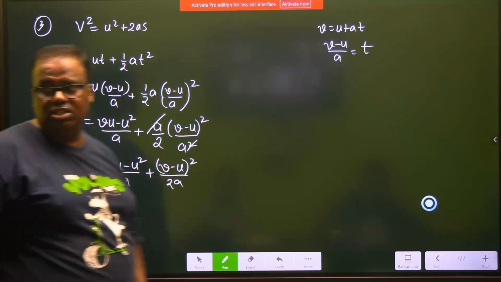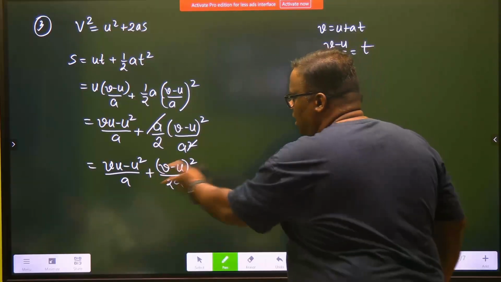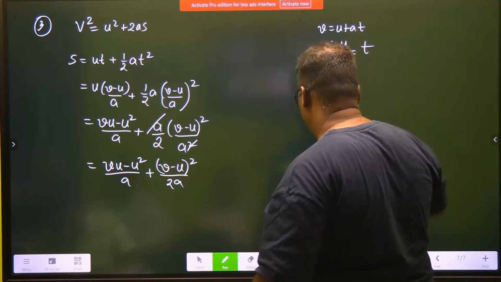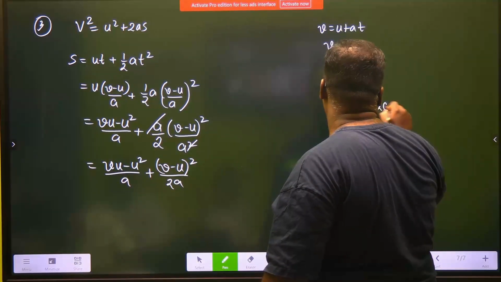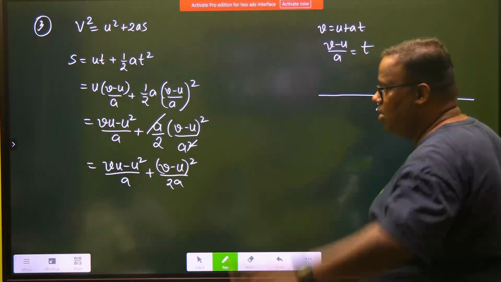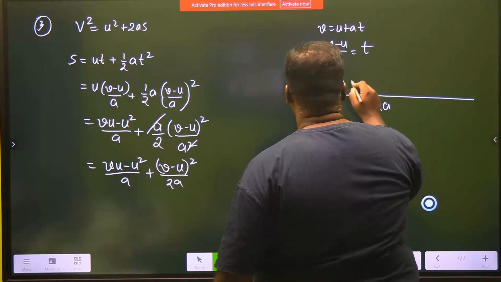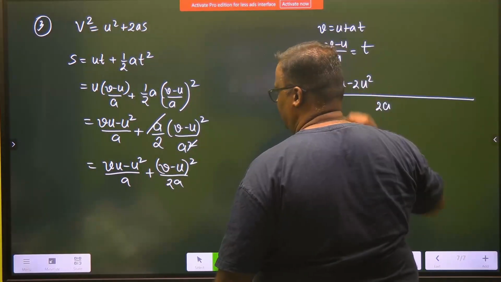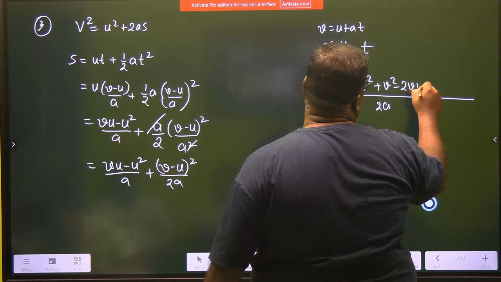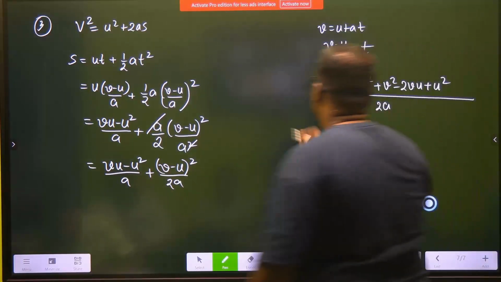2 and 4, what is the LCM? 4. 4 and 8, what is the LCM? 8. So between A and 2A, what will be the LCM? 2A. So our LCM becomes how much now? 2A. Perfect. 2A divided by A is how much? 2. 2 multiplied with this numerator, it makes it 2VU minus 2U square. And open this up. V square minus 2VU plus U square. Right? And this is S.